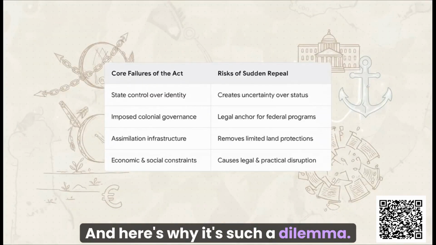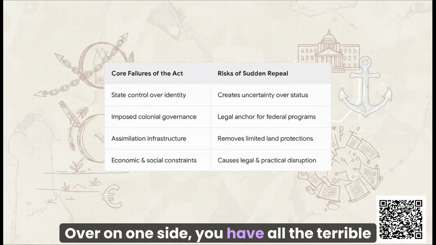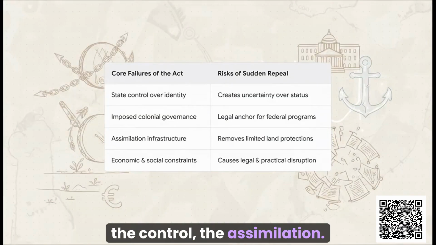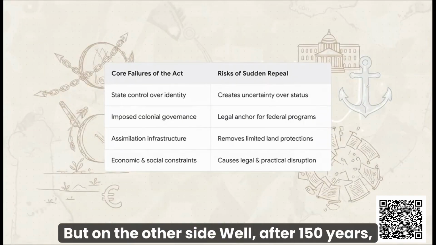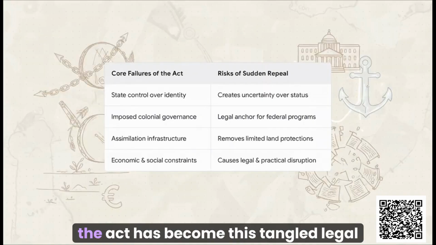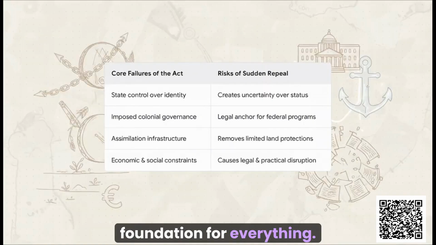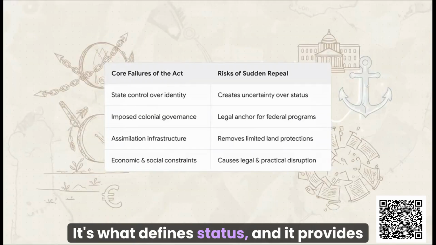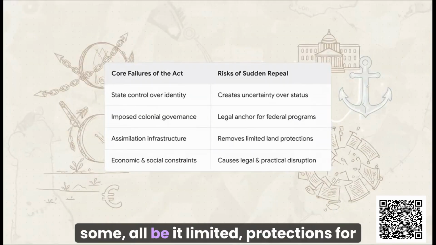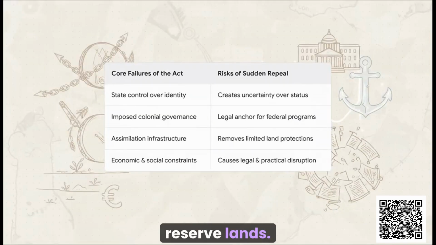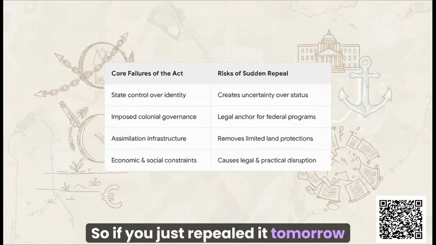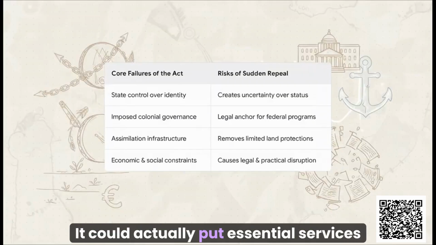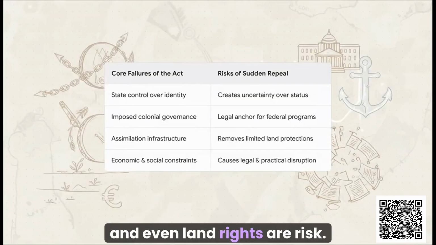And here's why it's such a dilemma. Over on one side, you have all the terrible parts of the act we've just talked about. The control, the assimilation. But on the other side, well, after 150 years, the act has become this tangled legal foundation for everything. It's the basis for federal funding and programs, it's what defines status, and it provides some, albeit limited, protections for reserved lands. So if you just repealed it tomorrow without anything to replace it, you'd create this huge legal vacuum. It could actually put essential services and even land rights at risk.